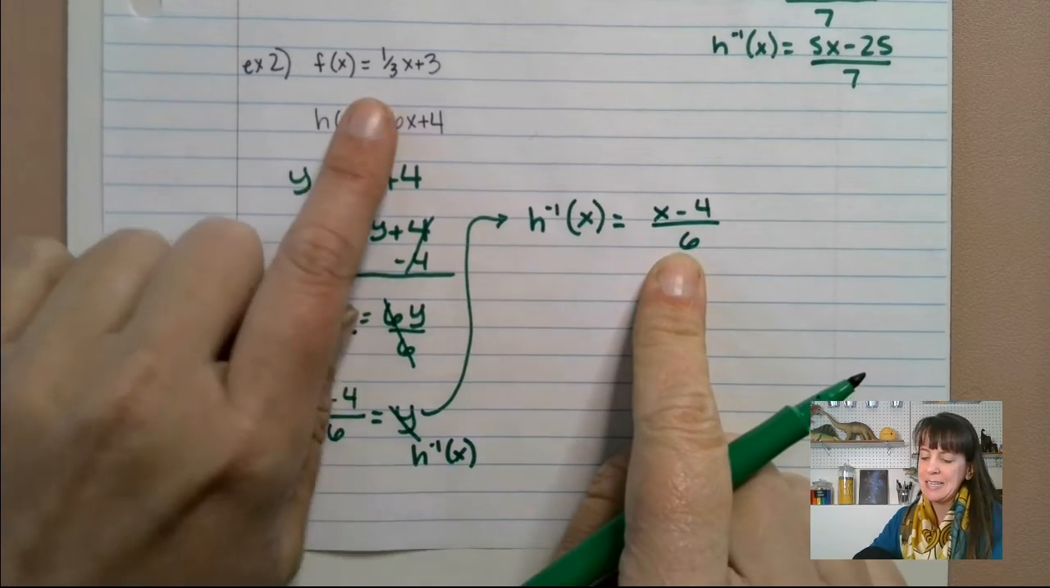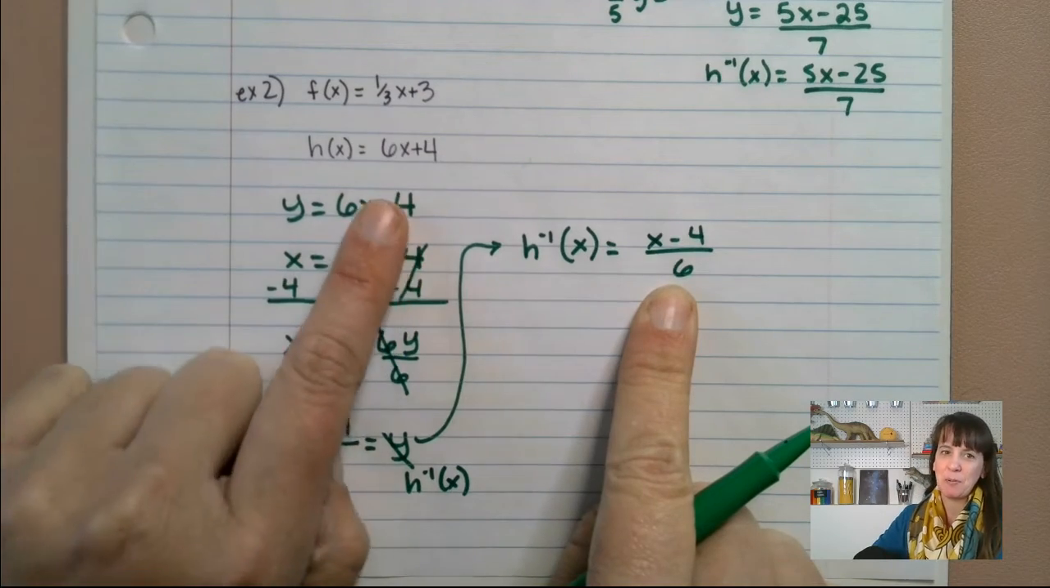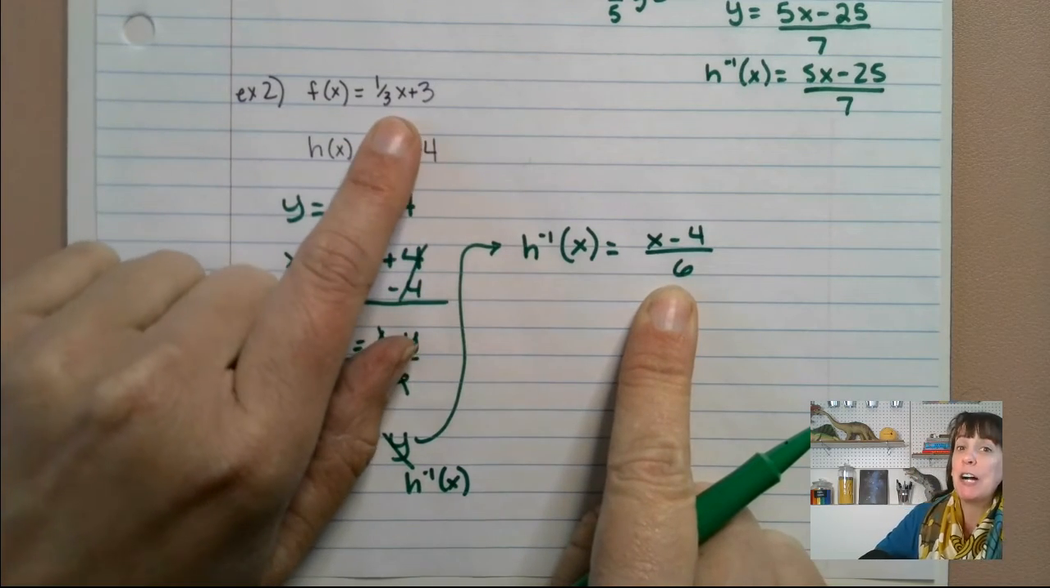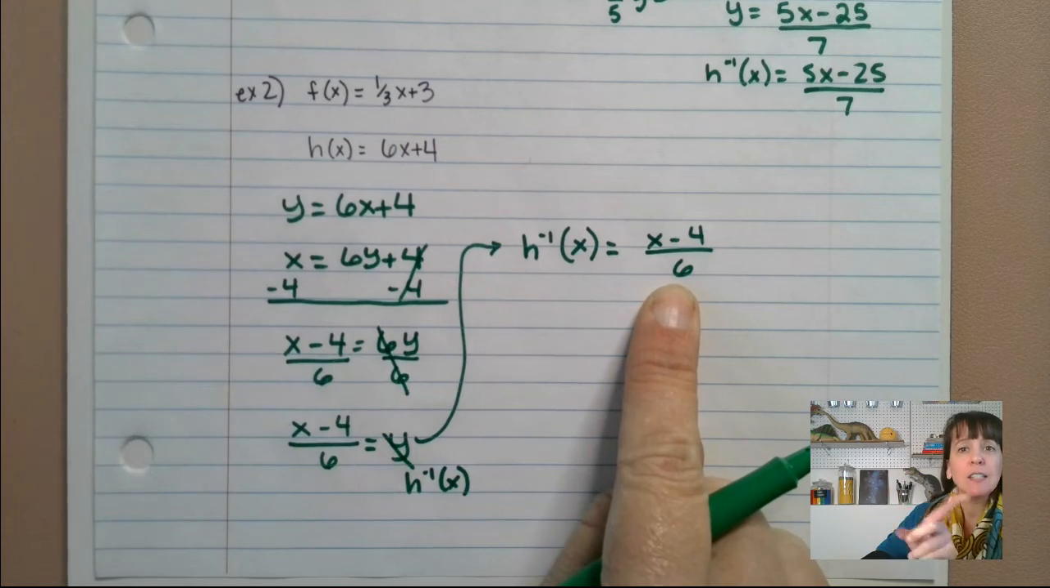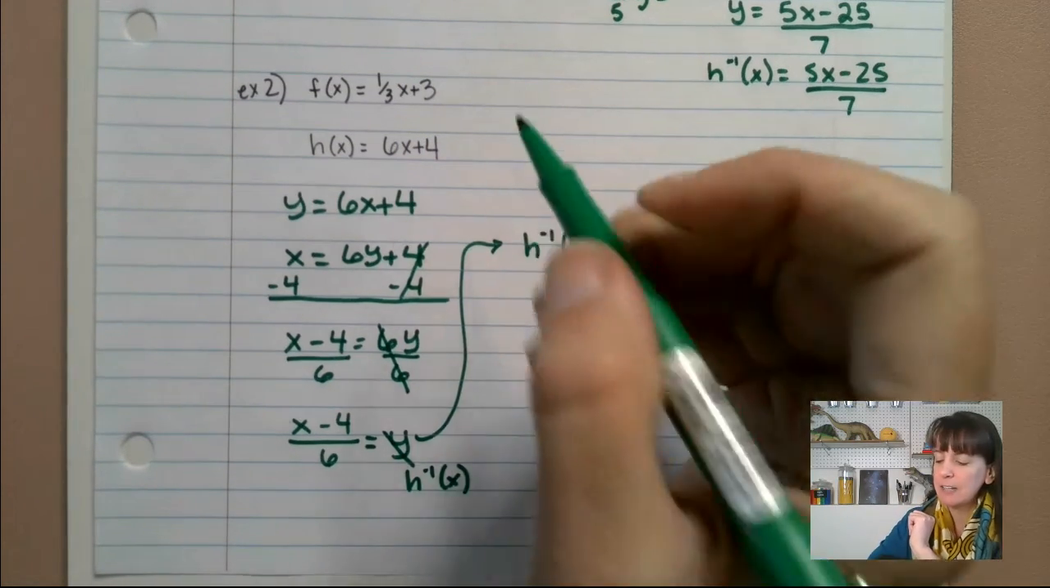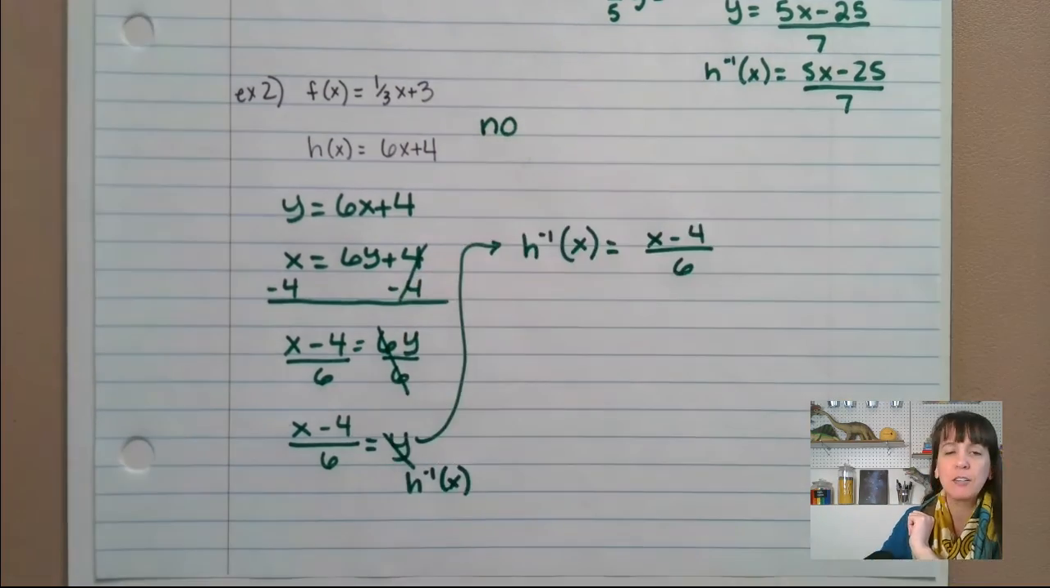We look, and is that what we started with? Let me try that again. Is that what our other function looks like? Absolutely not. So in this case, it is not the inverse. So these would not be considered inverses of each other.